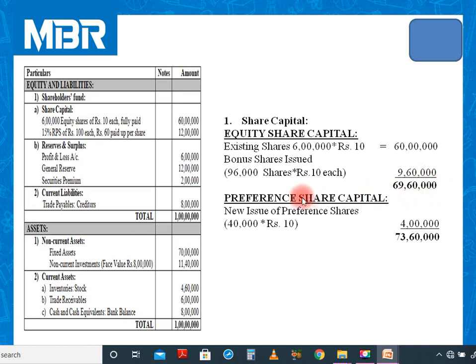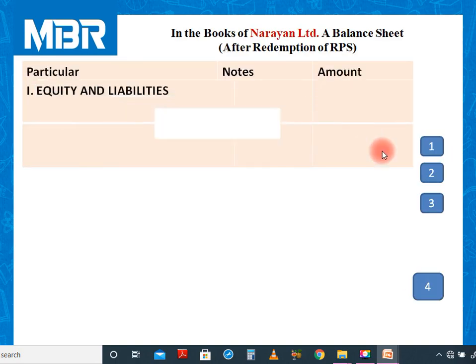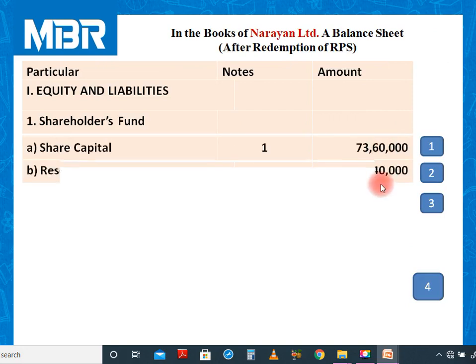69,60,000. Preference share capital. Redemption of RPS is over, but during the course of our redemption, we have issued 40,000 equity shares of rupees 10 each. So 40,000 shares multiplied by 10 rupees, total rupees 4 lakhs. So share capital of the company 69,60,000 plus 4 lakhs is equal to 73,60,000. That you can check over here.